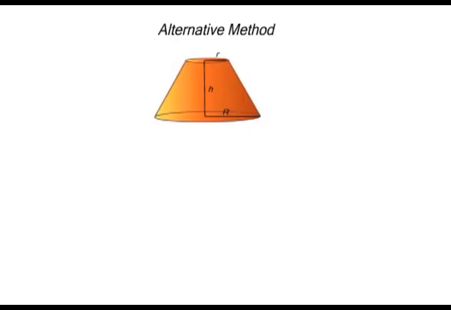There is another direct method of calculating the volume of the frustum without having to calculate the volumes of the small and large cones. Consider a frustum of a cone with base radius r capital, top radius r small, and a height of h. Volume of the frustum is equal to a third pi h into (r capital squared plus r small squared plus r capital times r small).